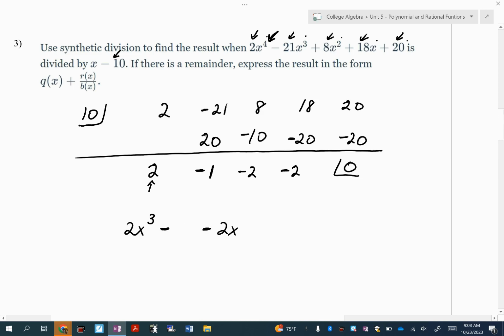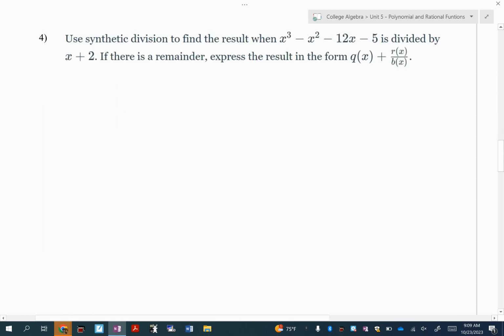Minus 2, and then if I had a remainder, I would write plus that remainder over the divisor, but I don't. So this is my quotient. That's synthetic division. Let's do one more synthetic.